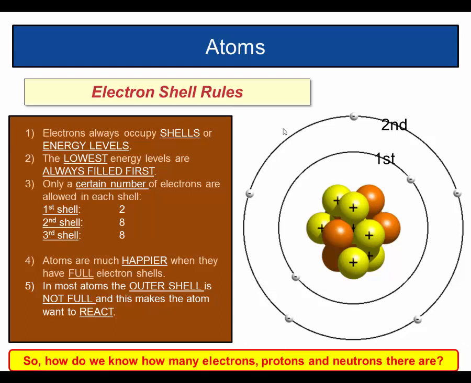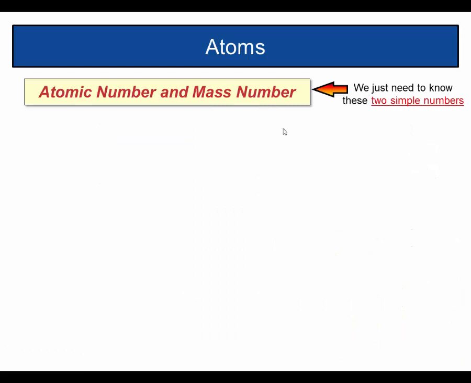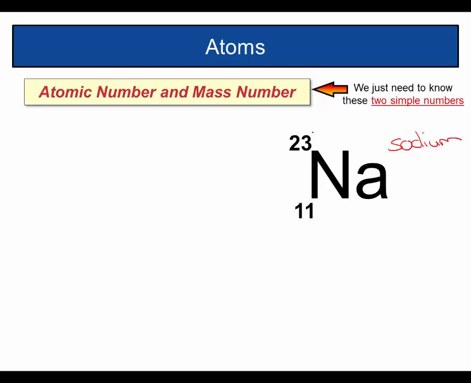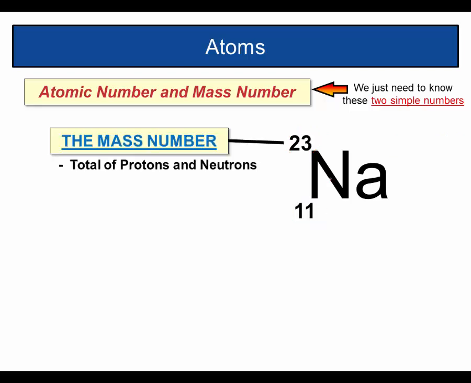So how do we know how many electrons, protons and neutrons there are? Quite simply, we need to look at our periodic table. I hope you're familiar with your periodic table, and we just need to know 2 simple numbers, the atomic number and mass number. Here we've got the symbol for sodium. Sodium is Na. If you look at sodium in your periodic table, you'll see it's got 2 numbers, 23 and 11. The bigger one, 23, is what we call the mass number. As the name suggests, it's all about the mass, and it's the total number of protons and neutrons.